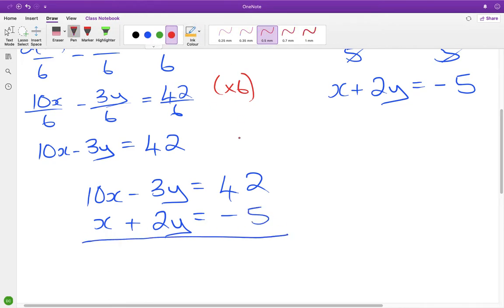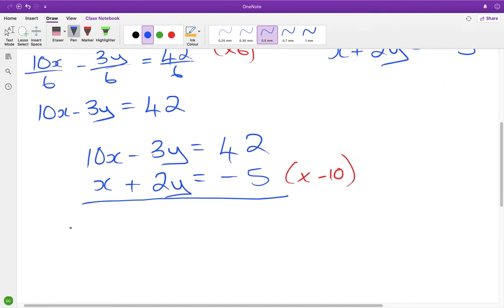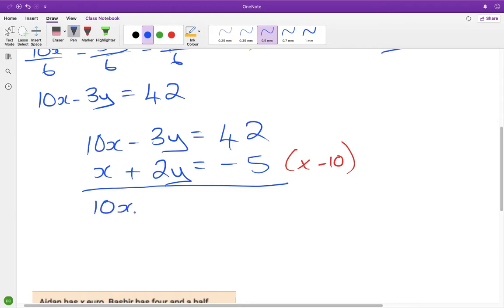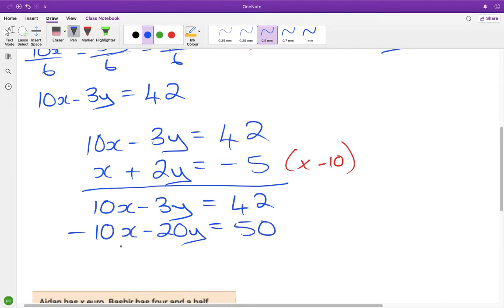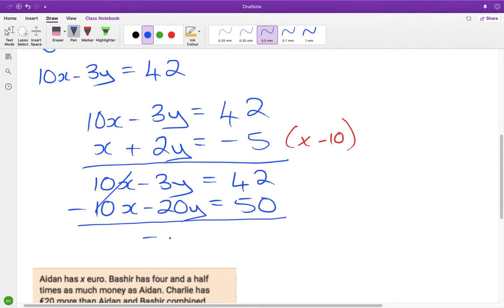What do I want to do? Bottom line by minus 10. So the top line is 10x minus 3y equals 42, and the bottom line is minus 10x minus 20y equals minus 50. They're gone, and I have minus 23y equals 92.